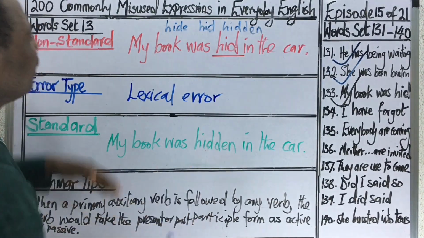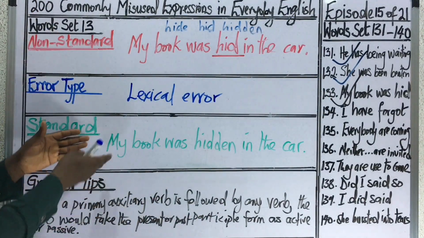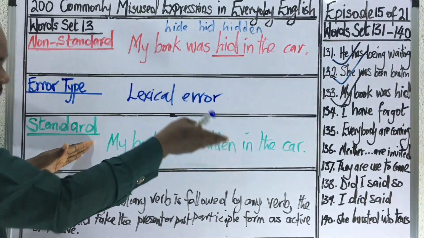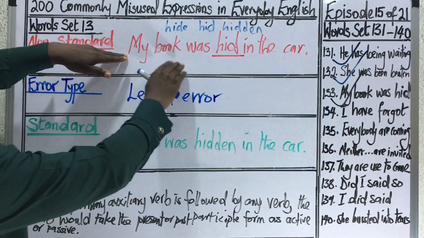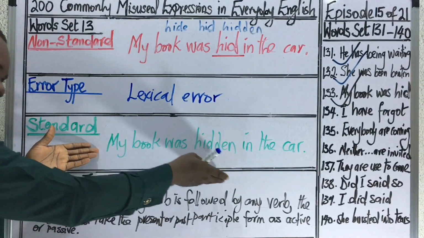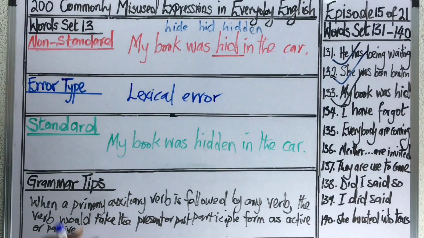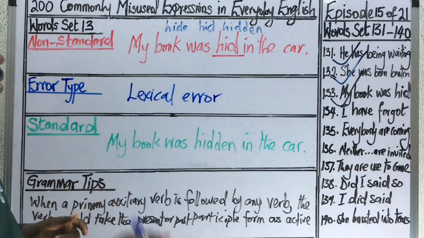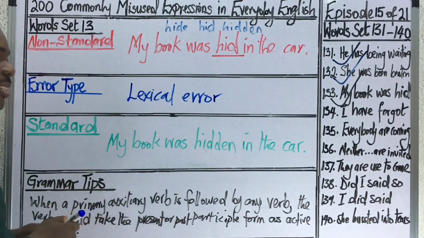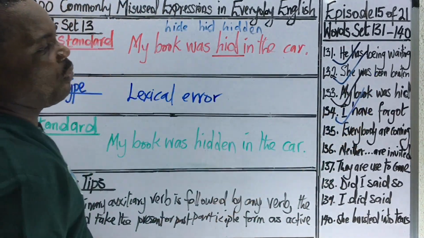So instead of saying, "my book was hid in the car," you would say, "my book was hidden in the car." So this is how we can talk about this expression in everyday usage. With that, we move forward to our next expression set, which includes, "I have forgot."